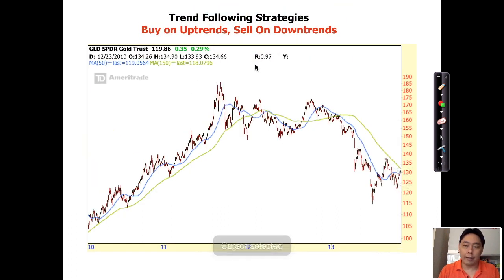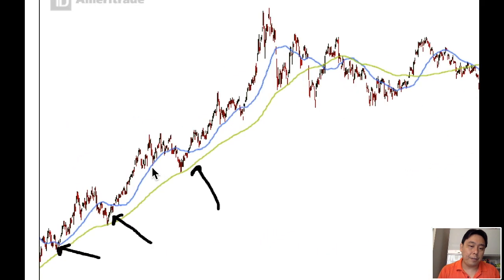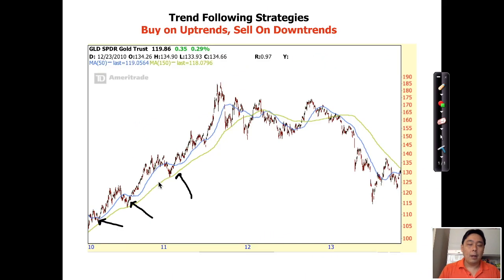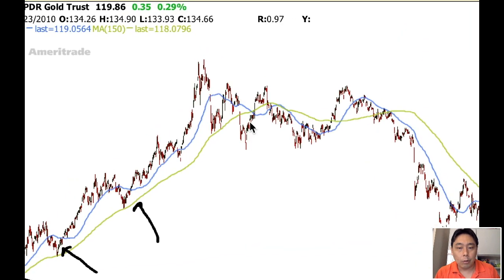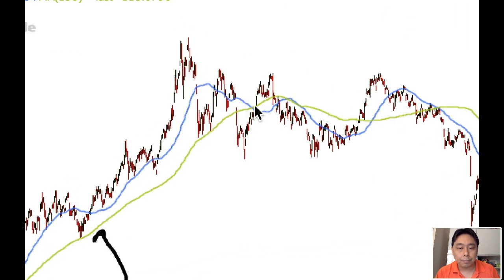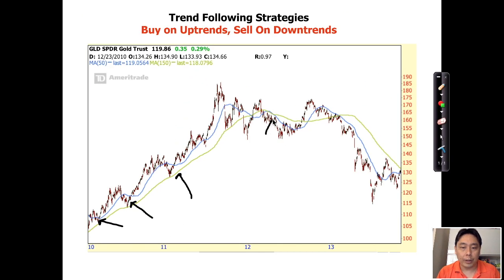This is the gold ETF. So you can see that you could have bought gold over here, over here, or over here. As long as the 50 is above the 150 and they're sloping up, it's a clear uptrend, and you can buy whenever it made a temporary dip on the uptrend, right? You could buy over here, over here, over here. And would you have sold over here? No, because you can see the 50 crossing below the 150, but the 150 sloping up. But you could have sold somewhere over here, right?